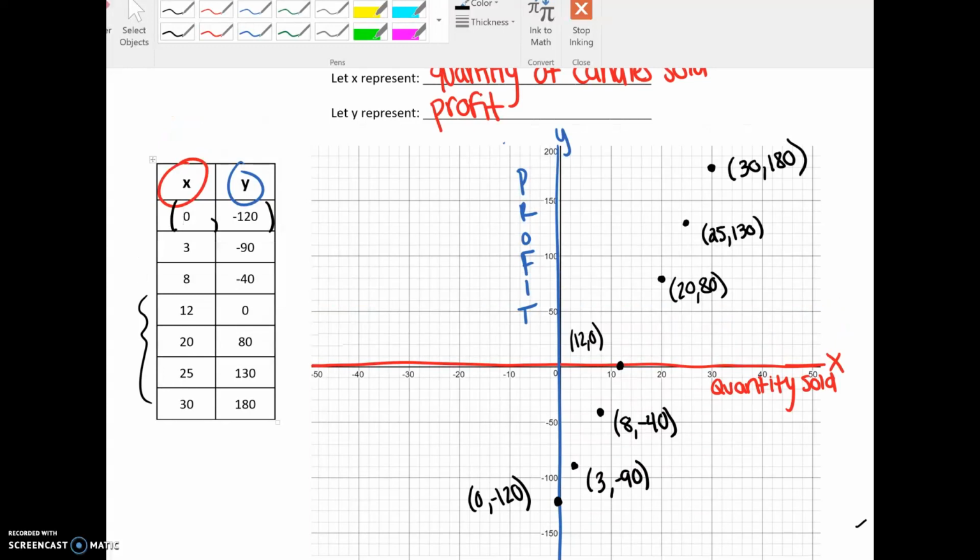Okay, if you've done it correctly, these should be your points. You have (12, 0), (20, 80), (25, 130), (30, 180). Okay, so again, you're plotting the x distance and the y distance together. X is the horizontal axis, so that red one that goes left, right. Y is the vertical axis, goes up, down. And just watch your signs. Are you going positive or negative? And it should look something like this.